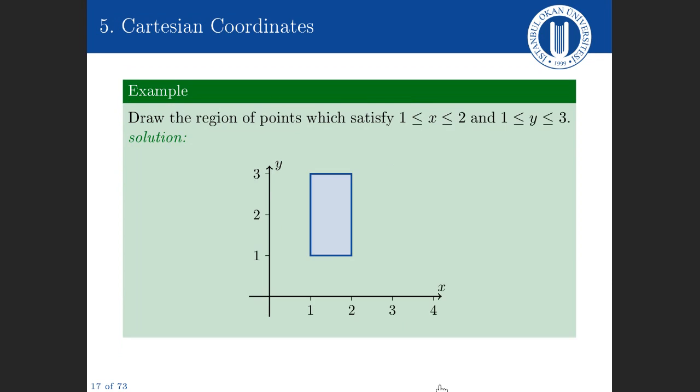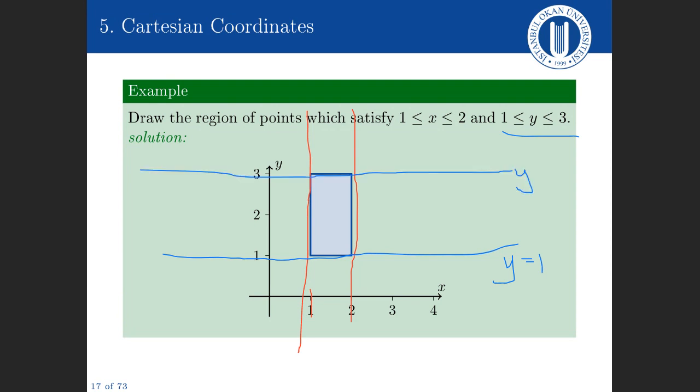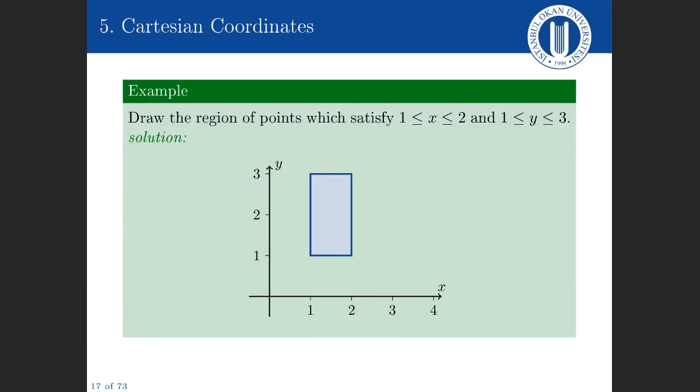Draw the region of points which satisfy x is between 1 and 2, y is between 1 and 3. And it looks like this. X is between 1 and 2, so somewhere between these two lines. Y is between 1 and 3. Here's y is 1. Here's y is 3. We must be between these four lines, so we must have this rectangle.